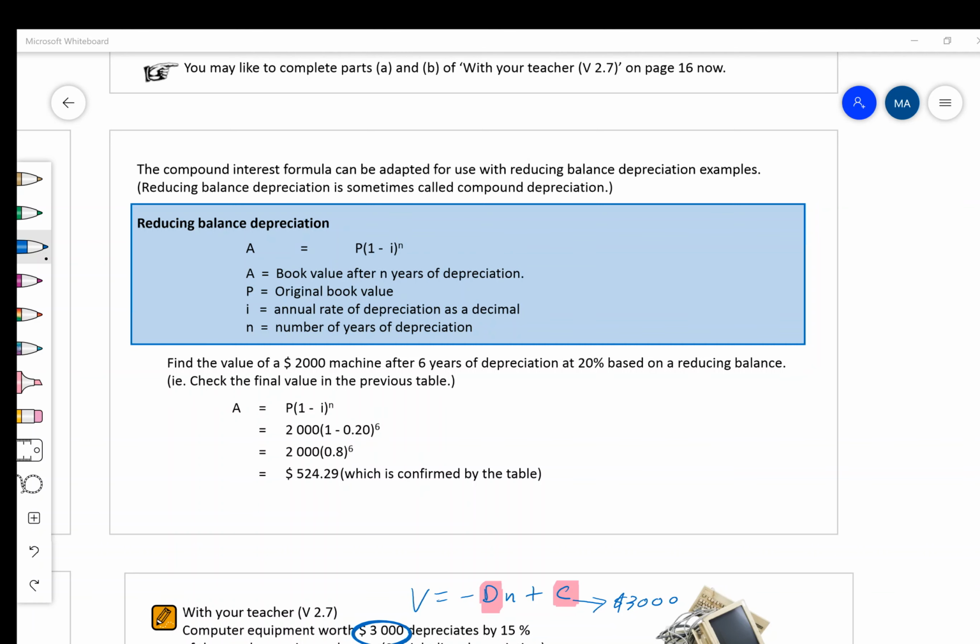G'day General Math students. In the previous video we looked at the first type of depreciation method that we need to learn, which is the straight line method. In this video we're going to look at the other type of depreciation that's in this course, and that's reducing balance depreciation. So the formula is here.